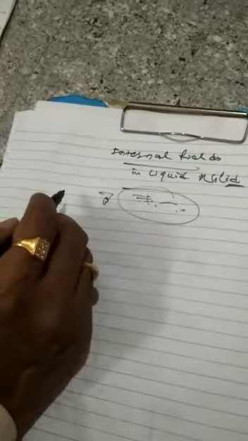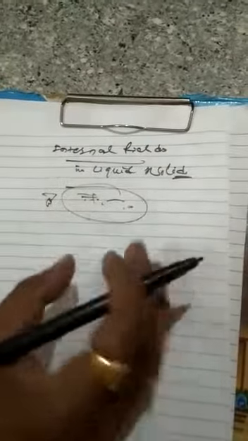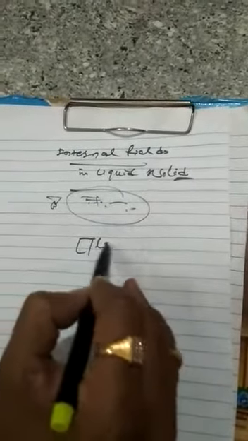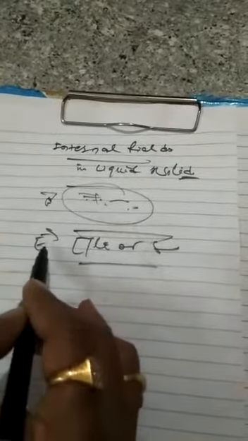Now the second one is the expression for the internal field. What is the expression? Consider a dielectric material, either liquid or solid, kept in the external uniform field, that is E.